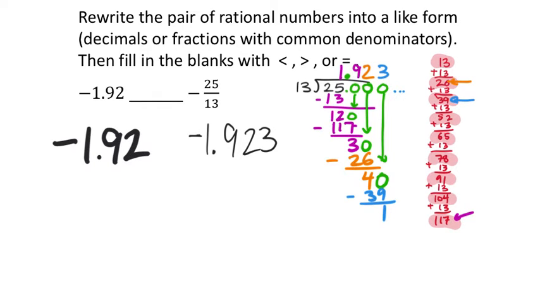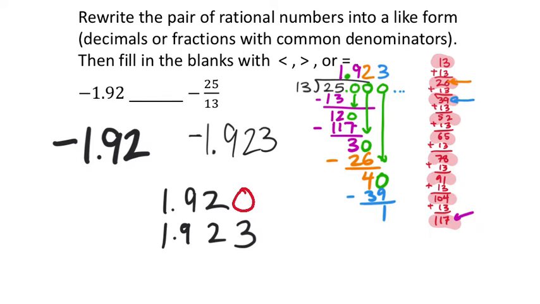So let's compare. I'm going to list these by their place values. Let's look at 1.92 and compare that with 1.923. And since 25/13 goes into the thousandths, I will need a 0 to hold that place value for me. So there's a 0 in the 1.92, okay?